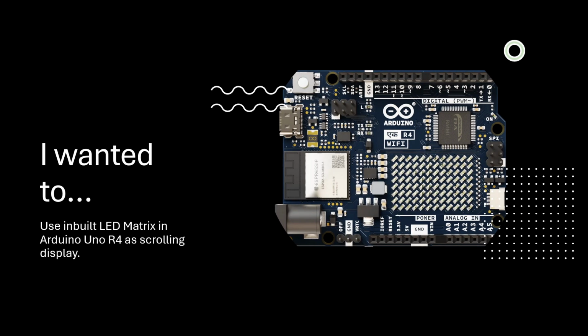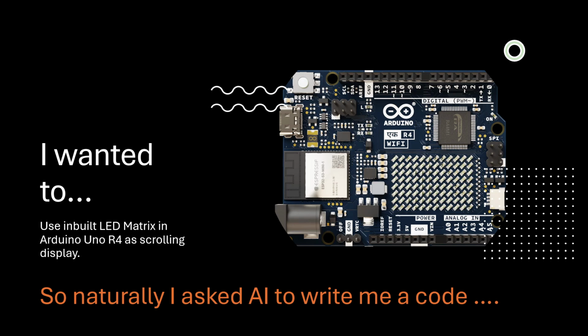I had an idea. I wanted to use the inbuilt 12x8 LED matrix on my Arduino UNO R4 as a scrolling text display. But instead of struggling with syntax or looking for example codes, I simply asked AI to generate it for me.